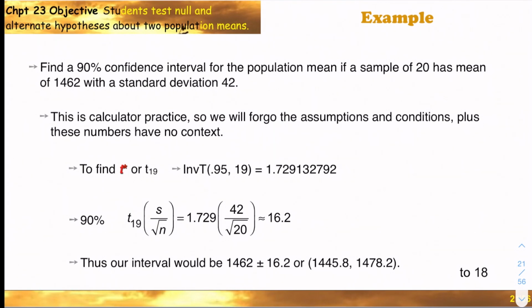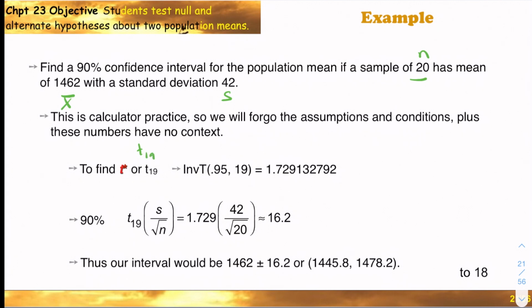So for example, if we want to find a 90% confidence interval for the population mean, if a sample of 20, that's our n, has a mean of 1462 (sorry, this is our x bar) with a standard deviation of 42. So this is the calculator practice, and I'm going to show you how to do this. We'll forego the assumptions and conditions, plus these numbers have no context. So to find the t critical value, we're going to use t sub 19.